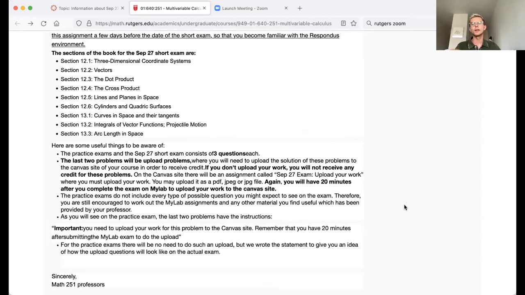You just submit your work on Canvas. There will be an assignment on Canvas called submit your work, and you just upload a PDF or a file where you took pictures, similar to the quizzes. That's after the browser is closed. Yeah. You finish the exam on MyLab and then you have 20 minutes to upload the work.